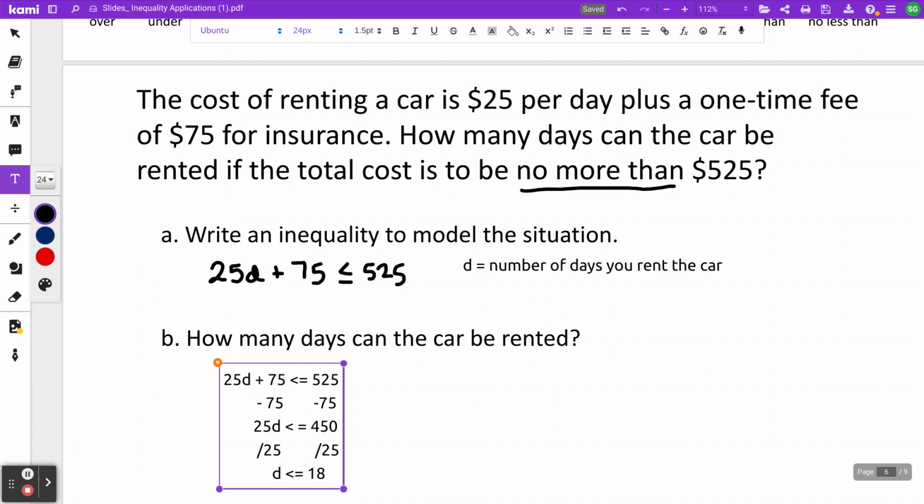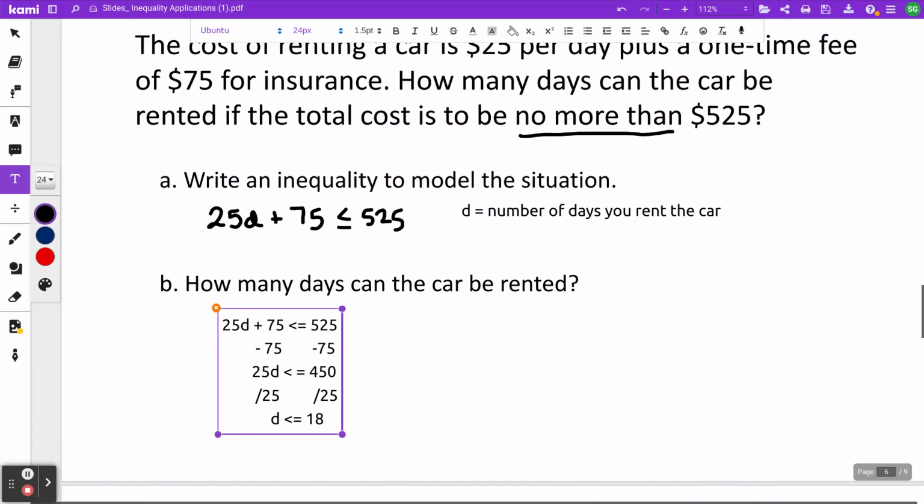When it comes to what that means, we got D is less than or equal to 18. Well, we set up here that D is the number of days you rent the car. So it means the number of days you can rent the car can be less than or equal to 18. You can rent it for exactly 18 days and spend all your money, or you can rent it for less than 18 days and you would be under $525. So you wouldn't spend all your money. You would still be within your budget.